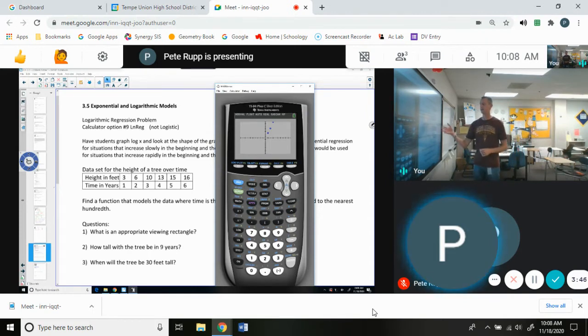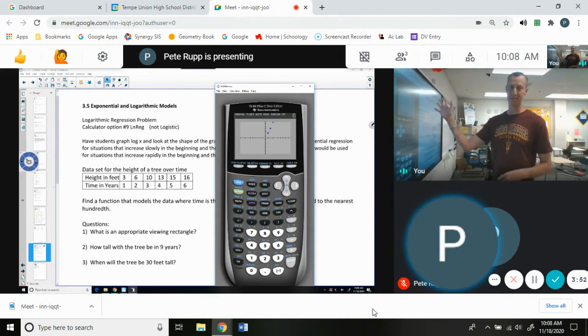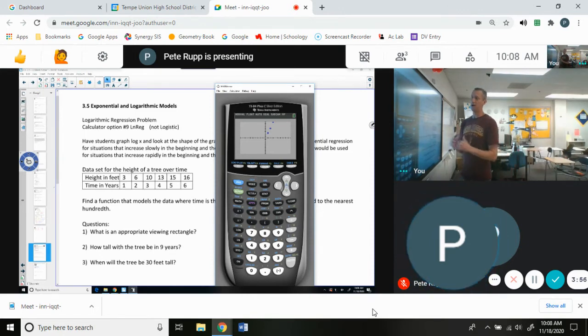First thing I notice about the data set is that all the X's are positive and all the Y's are positive. So I don't need all the negative parts of the graph. So I'm gonna show you how to set your window logically.